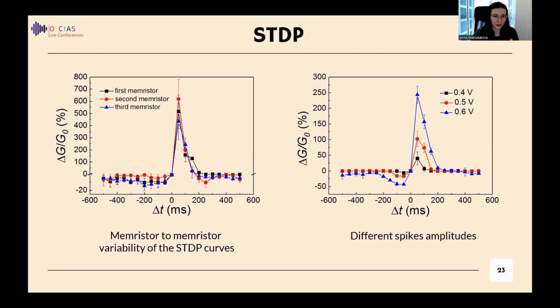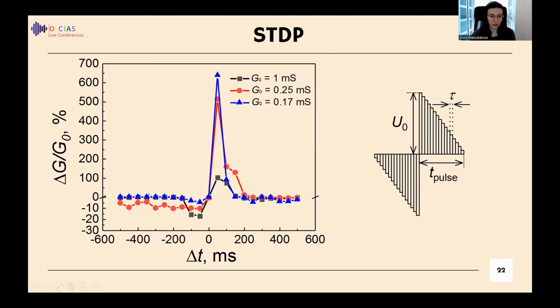So 3 different memristors, and we can see here that if we put all these memristors in the same initial state, they behave in the same way. So the stochasticity of the structure doesn't influence the STDP characteristics that much. From this picture, we can be sure that it will be the same for all of the nanocomposite parylene memristors.